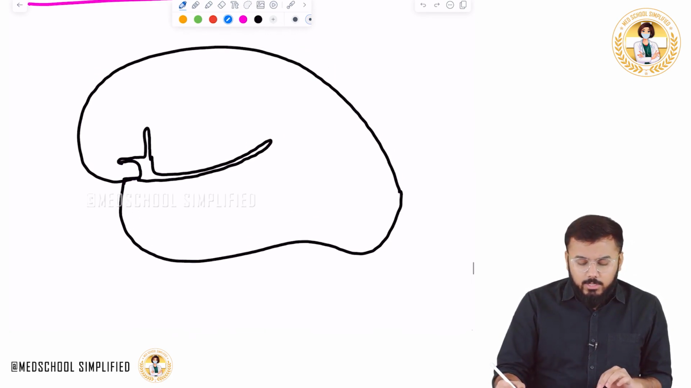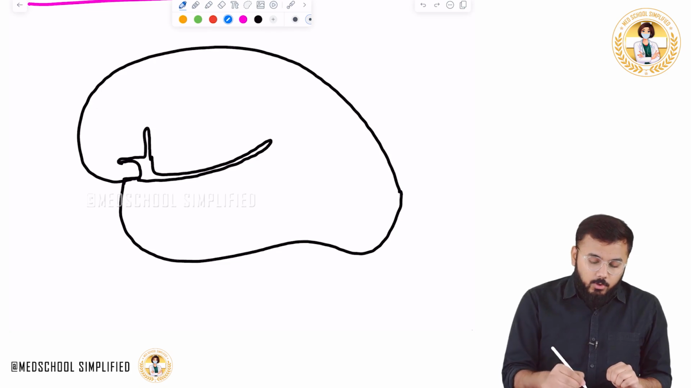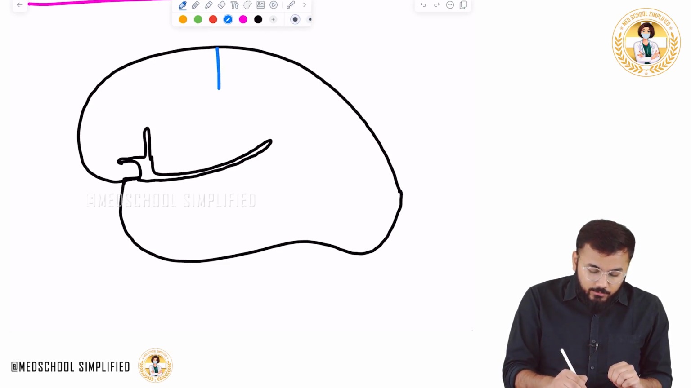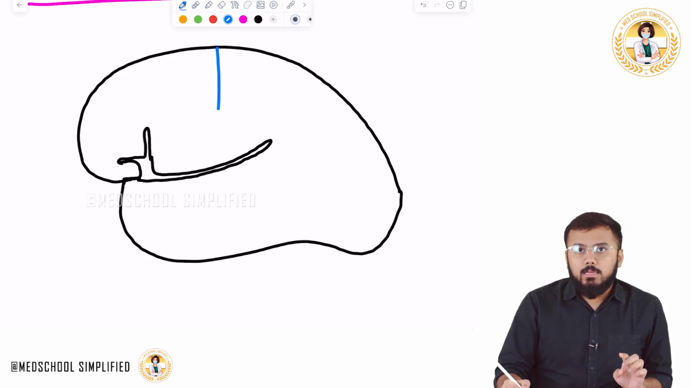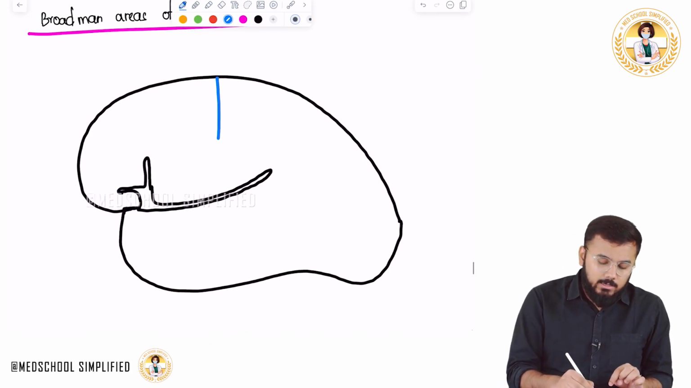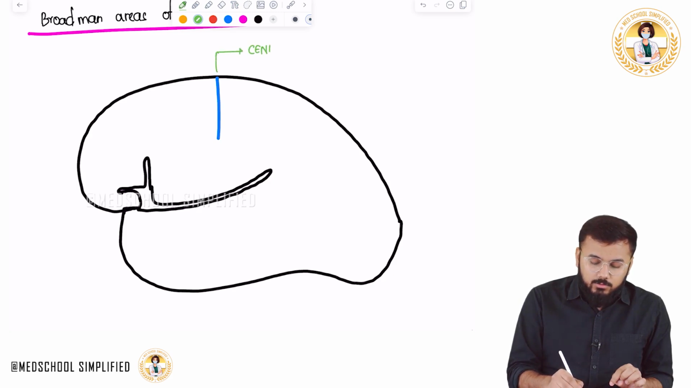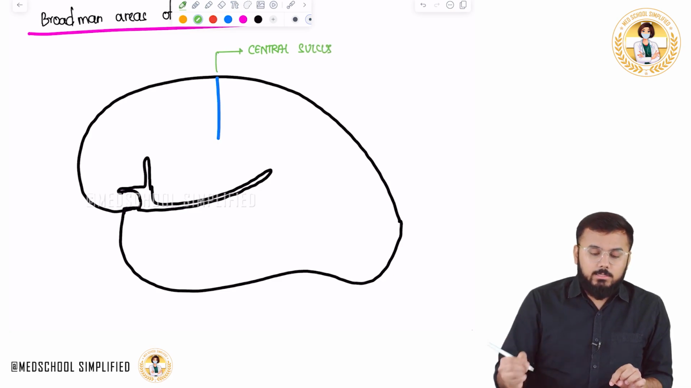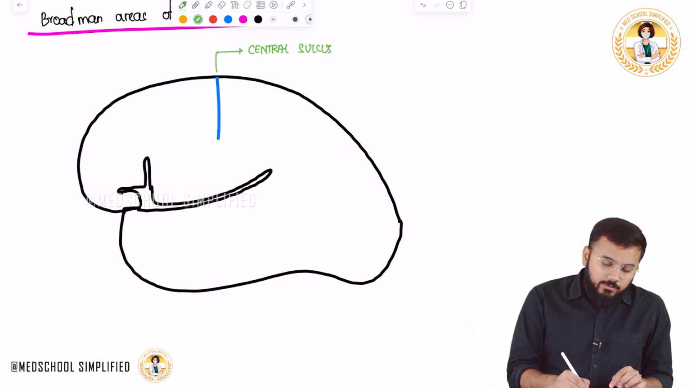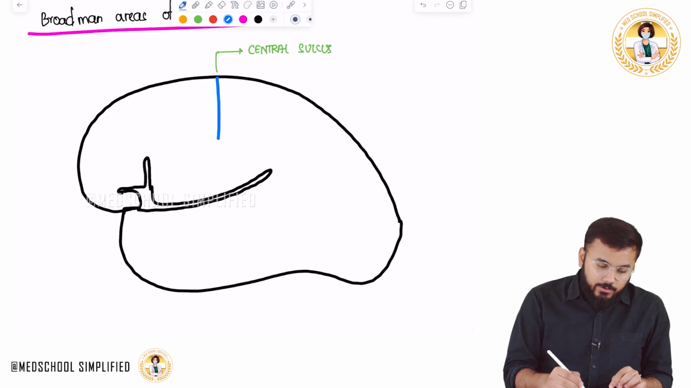Now I will write down the names later on. So the next important thing is that exactly in the center you have got a sulcus here. This sulcus over here is called your central sulcus. Now, just in front of the central sulcus, you have got another sulcus.